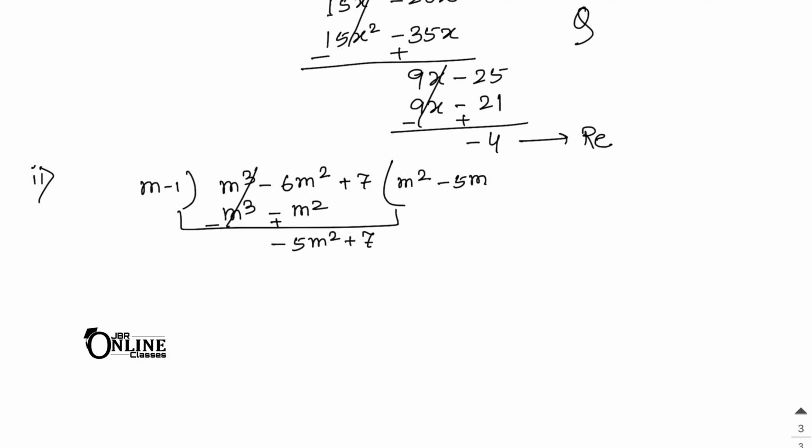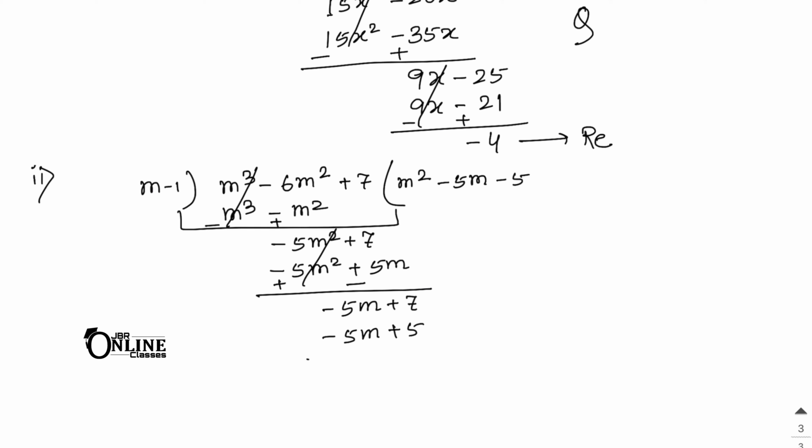If you multiply minus 5m with m, it will become minus 5m square, and it will be positive 5m. So here minus minus plus minus. So now write down here minus 5m plus 7. Clear? Now next one, here minus 5m, so multiply with minus 5 as minus 5m, then plus 5. So it will be plus, then minus, so it will be here 2. Okay. So that means your answer quotient is m square minus 5m minus 5, and remainder is 2.